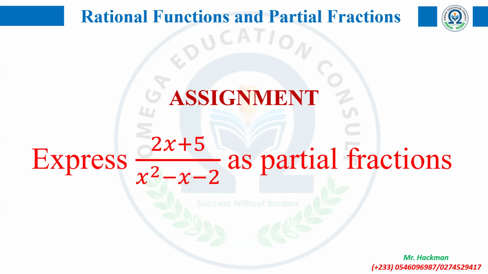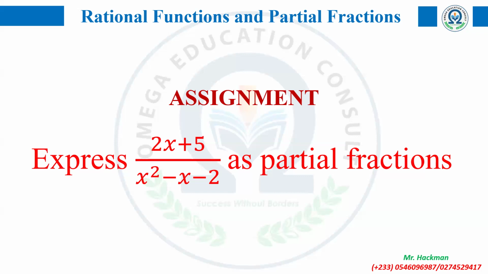Today's lesson is going to be a very brief one. We are going to look at the solution to the assignment that was given in lesson 2 on the topic rational functions and partial fractions. As you can see on your screen, this was the question we were asked: express (2x + 5) over (x squared minus x minus 2) as partial fractions.